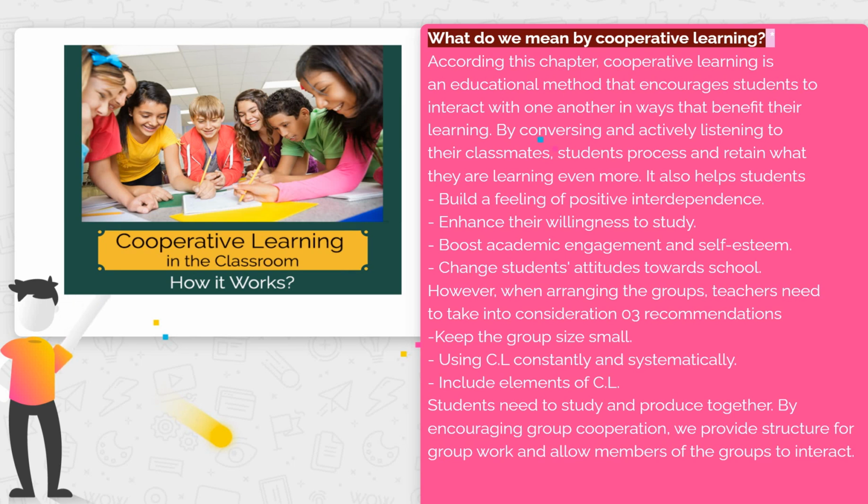They need to use CL. By CL we mean cooperative learning, constantly and systematically. How? If you decide you want to use this strategy, this method, in order to boost your students to better perform during their learning process, you need to do it constantly in order to see results. If you don't use it constantly and systematically, there will be no result and students will be less motivated. And you need to include also elements of CL, of cooperative learning. We will see this later on.